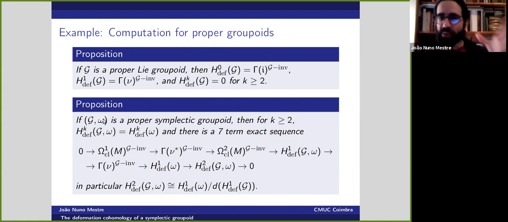So if we just input this information into our long exact sequence, we'll have a bunch of zeros that give us isomorphisms. So we will have isomorphisms between the deformation complex of the symplectic groupoid and the deformation complex of just the form for all k greater or equal than 2.